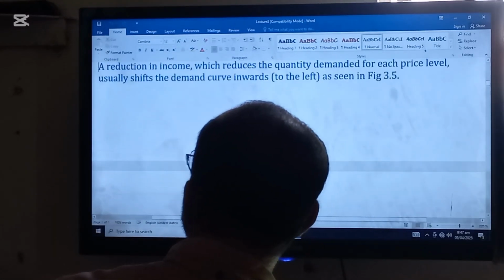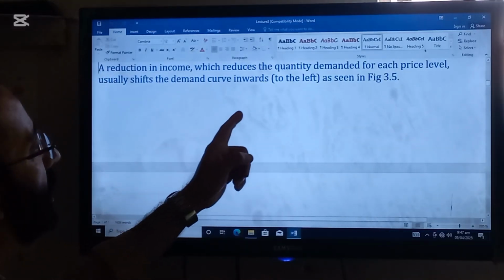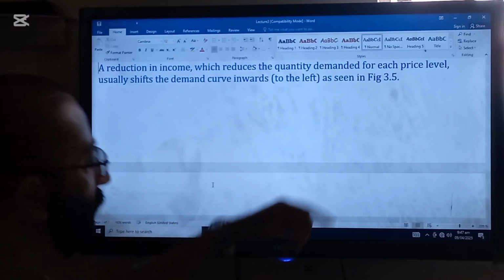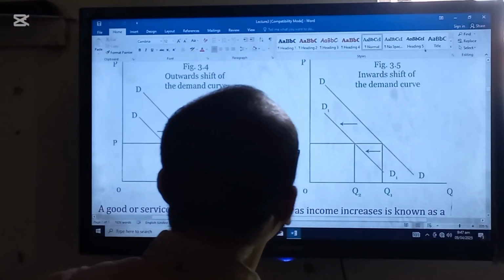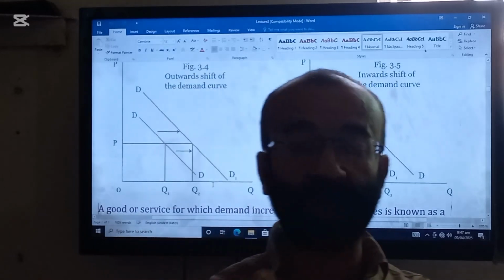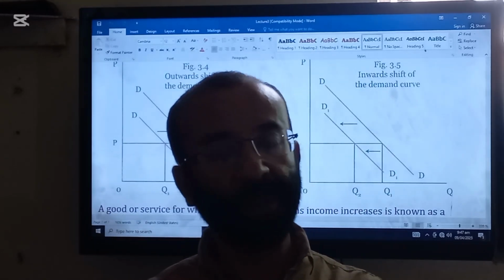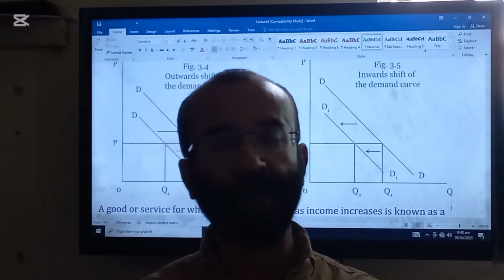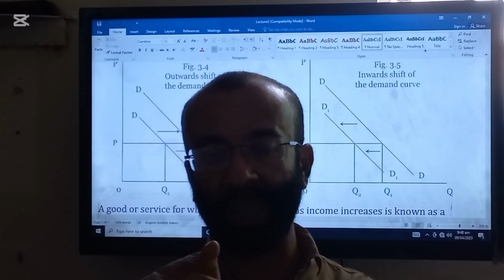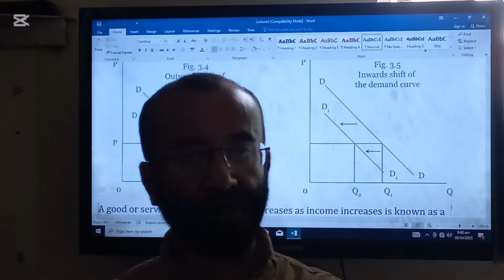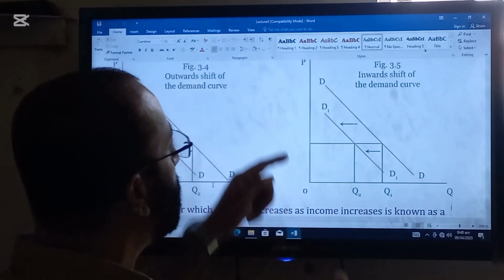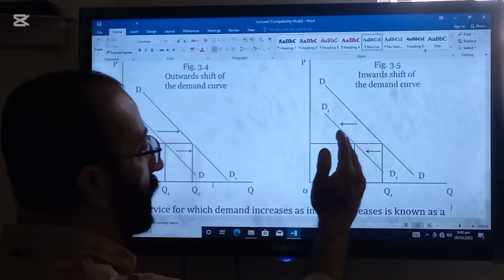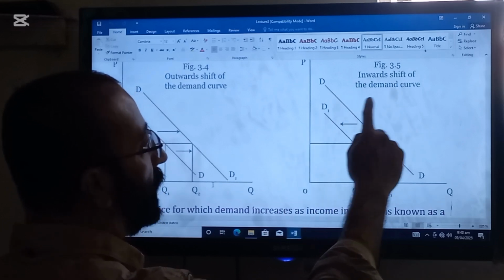A reduction in income, which reduces the quantity demanded for each price level, usually shifts the demand curve inwards to the left, as seen in figure 3.5. This is the reverse case of the previous one. If the income decreases, normally the person requires less things now, so the demand for the things which they purchased earlier will be less because the income is decreased. So this is the original demand curve. If the income is decreased, the demand curve will move to the left. So, an inward shift of the demand curve.